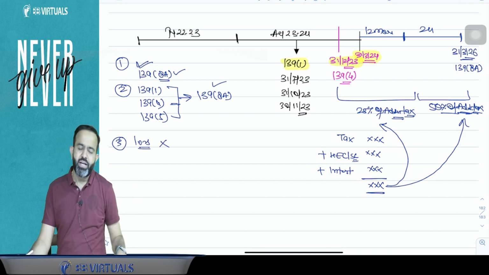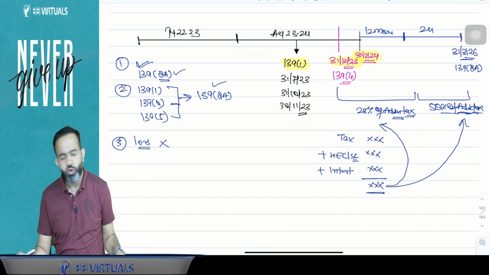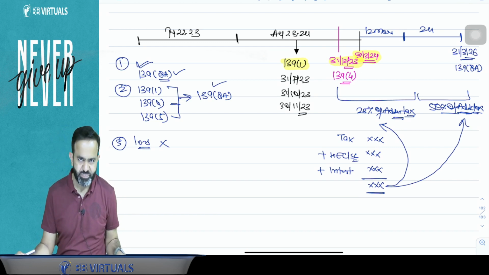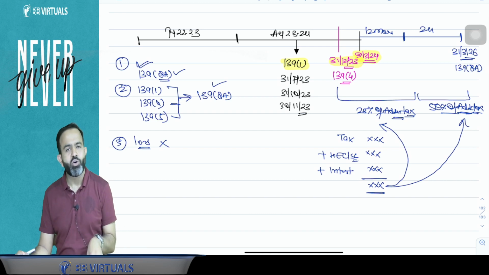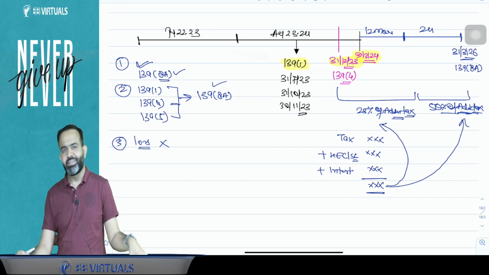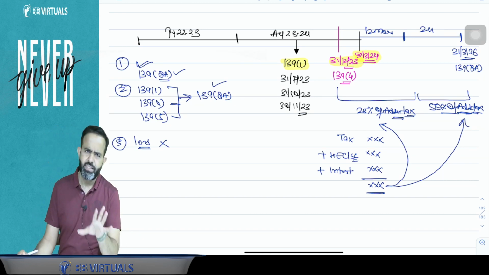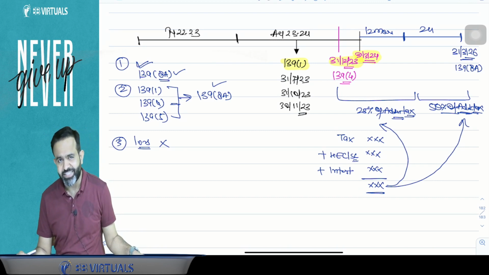Answer is no. Under updated return, you cannot disclose the losses. In updated return, you cannot declare the losses. So in updated return, losses are not possible.